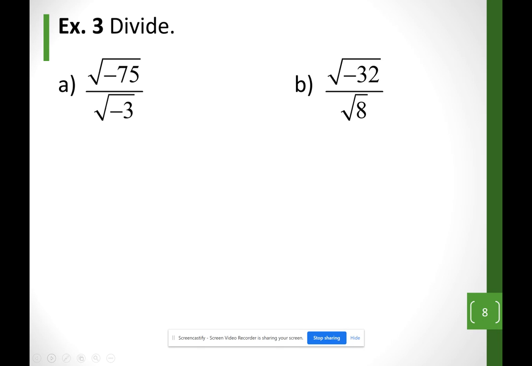Now let's take a look at this. Do not divide 75 divided by 3. And do not divide that. You might get the answer, but that would just be luck. So let's take a look. I'm just going to have this. I know the square root of 75. I'm just looking at the number.